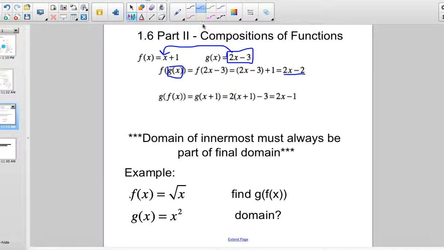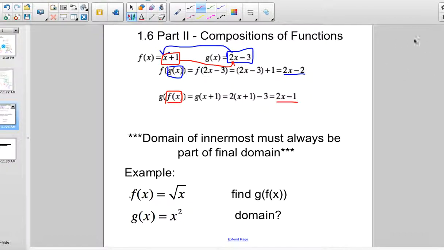Right? And if you did it the other way, for g of f of x, you're plugging in the entire f of x equation, x plus 1, into the x within g of x. So it's g of f of x, you're plugging in f of x for g. So that's the same thing as, instead of 2x minus 3, it's going to be 2 times x plus 1, instead of x minus 3. And then you would simplify and get that.